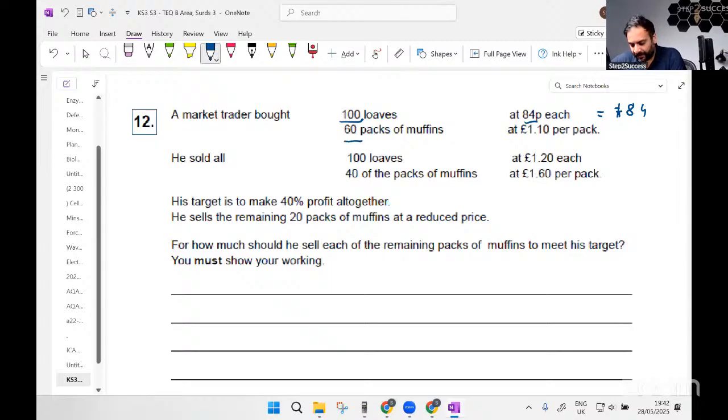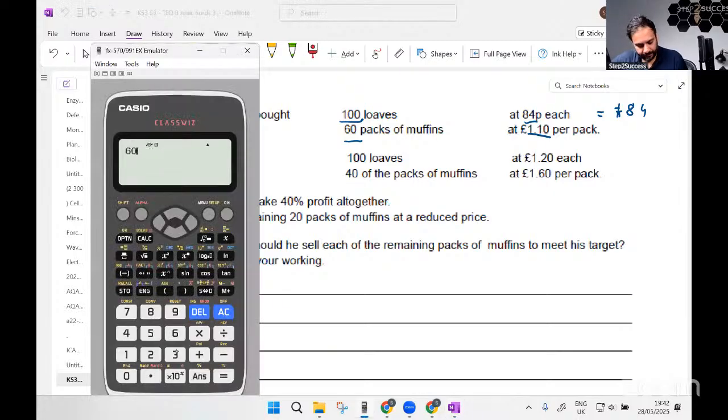60 packs of muffins at £1.10 per pack is £66.